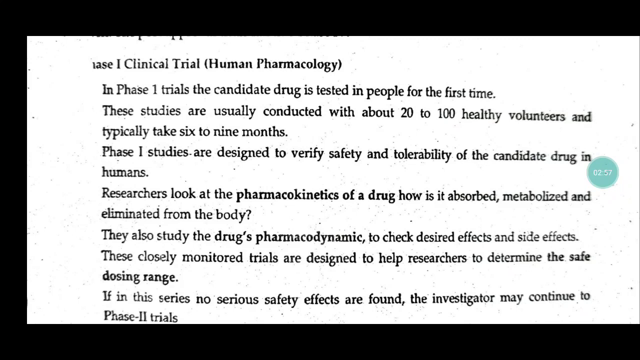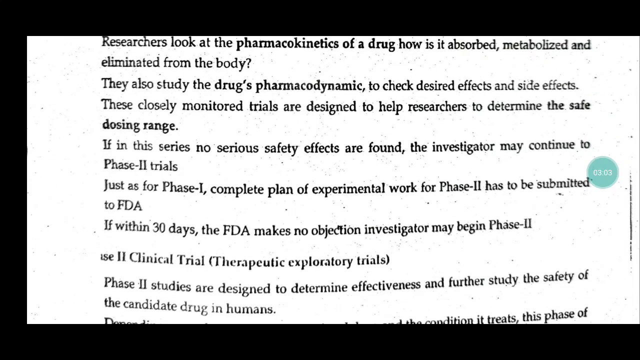If in these studies no serious safety effects are found, the investigator may continue to the phase 2 trials. After phase 1, the complete plan of experimental work for phase 2 has to be submitted to the FDA. If within 30 days the FDA makes no objection, the investigator may begin phase 2. Phase 2 clinical trials are also known as therapeutic exploratory trials.